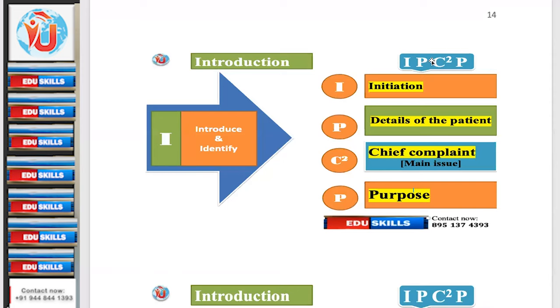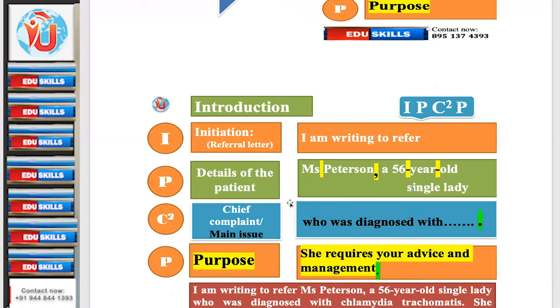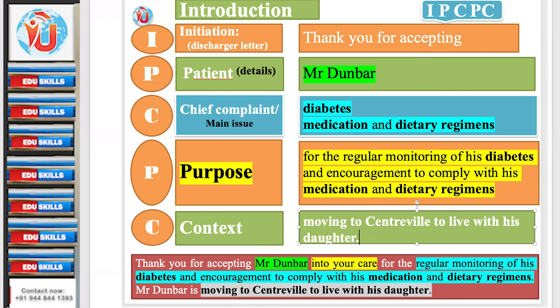Now, as I taught you earlier, IPCP, these are the various factors. When I taught you this bar: I means initiation, P means details of the patient, C means chief complaint, P means purpose. If I dissect the whole introduction of a discharge letter, it should be: I am writing to discharge, whatever; thank you for accepting, whatever it is; details of the patient must be given. There is a doubt whether you should write the age of the patient. If you have mentioned it in the reference line, it's not necessary, but even if you write it, it's not a big issue. Then the chief complaint, the main issue, who was diagnosed with what. And the purpose: she requires your advice and management of what, must be written. Not just advice and management, but advice and management of what. This is how the introductory paragraph is written.